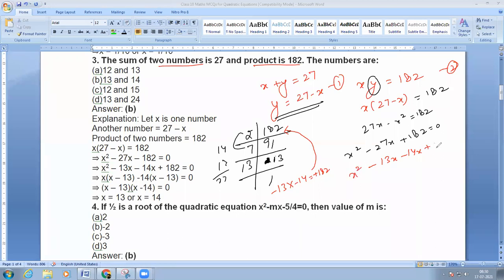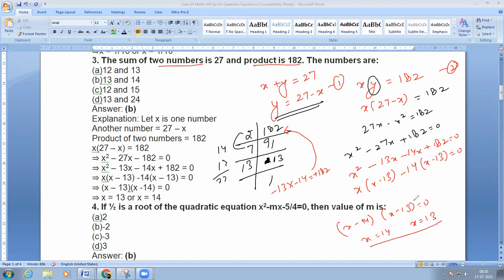So we will take the values. Now we will take x common, so x minus 13, and we will take minus 14 common, so it will be x minus 13 equal to 0. So (x minus 14) into (x minus 13) is equal to 0. So x is equal to either 14 or x is equal to 13.